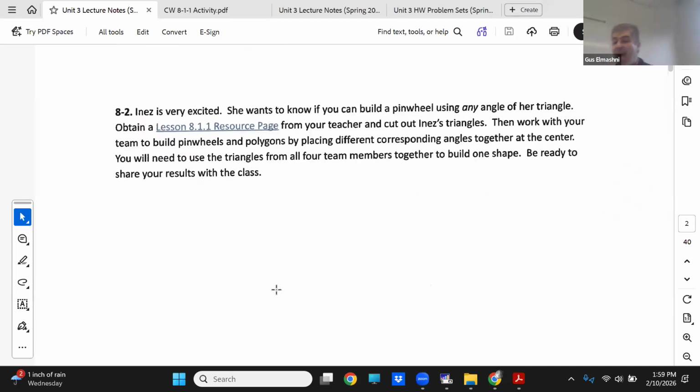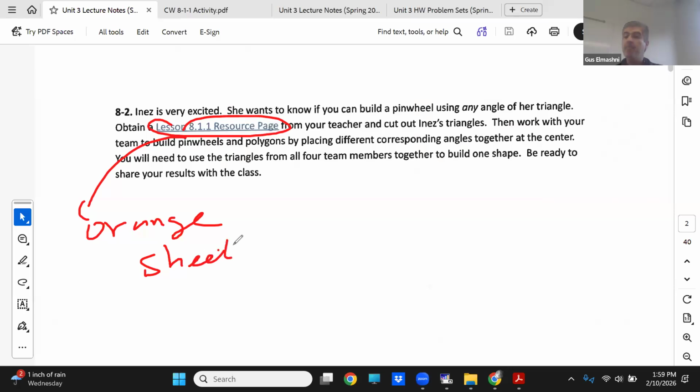So let's look at A2. So now we're going to start doing this activity, right? So Inez is very excited. She wants to know if you can build a pinwheel using any angle of her triangle. So now the resource page is actually the orange sheet in front of you. You guys already have that.